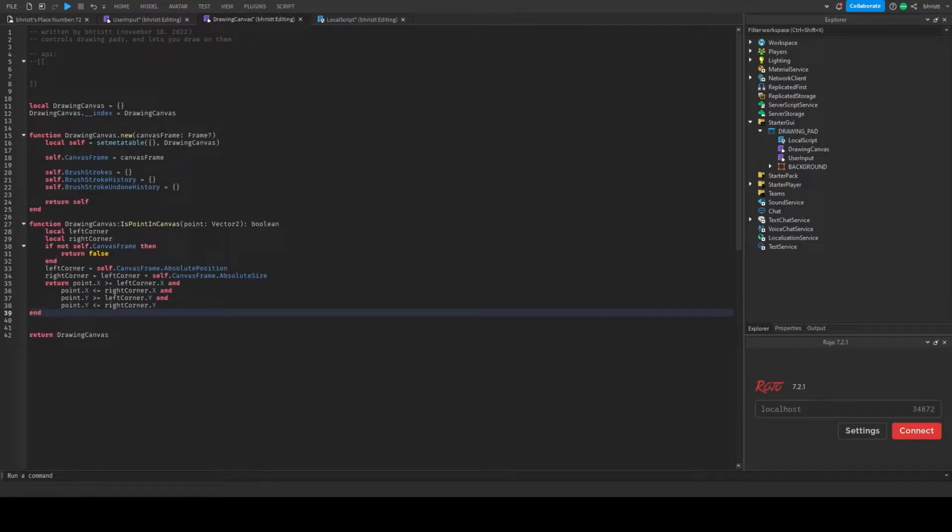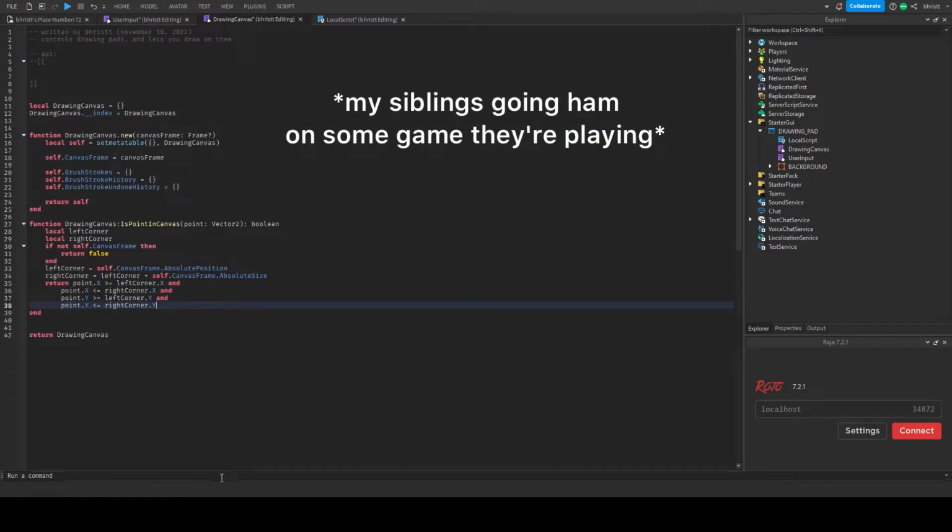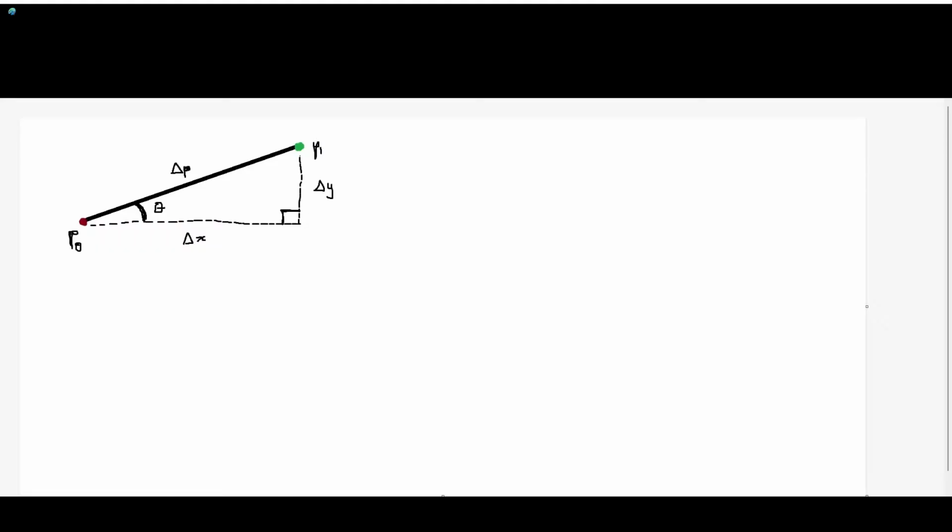Okay, now we're at the part where we actually have to create the brush strokes to put them inside this canvas frame. And this is where we have to do a little bit of math and trigonometry. So let me just go over that real quick.